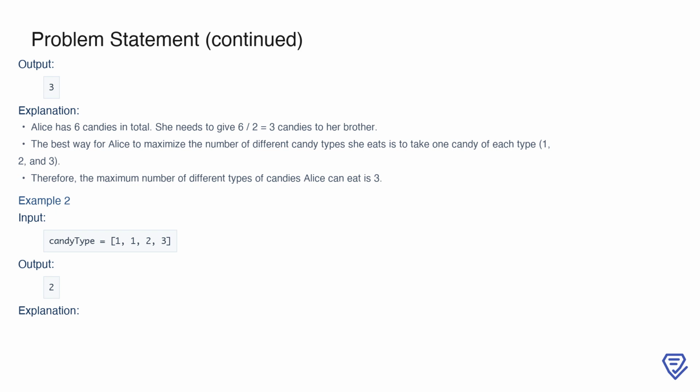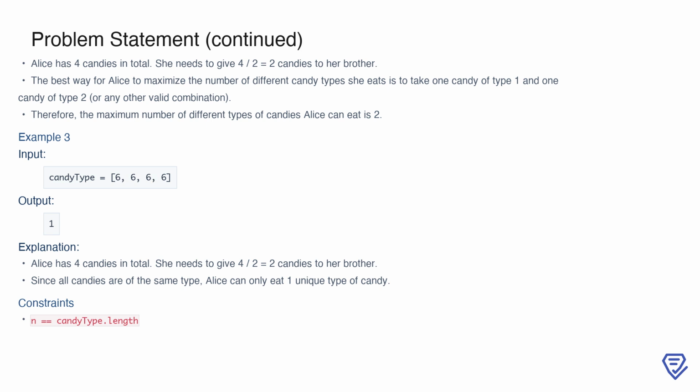In the second example, the input array is 1, 1, 2, 3. Alice has 4 candies in total, so she needs to give 2 candies to her brother. To maximize the variety of candy she eats, she can choose 1 candy of type 1 and 1 candy of type 2, or any other valid combination with 2 different types. The maximum number of different candy types Alice can eat here is 2.